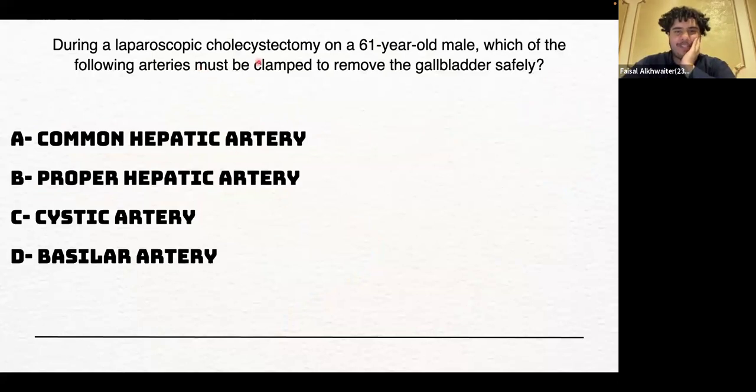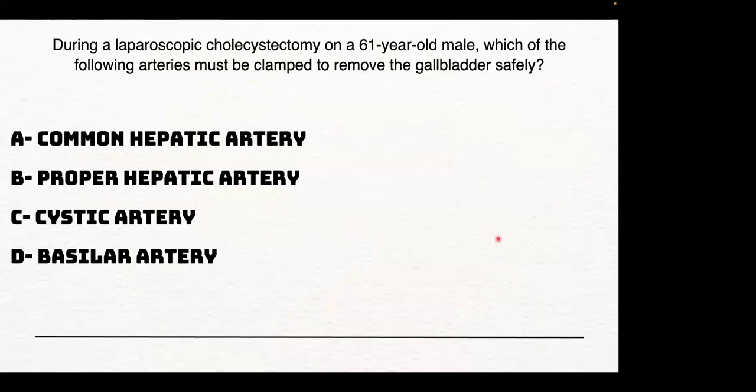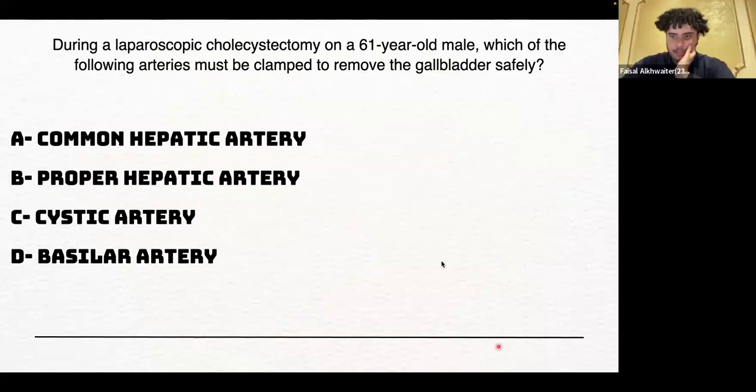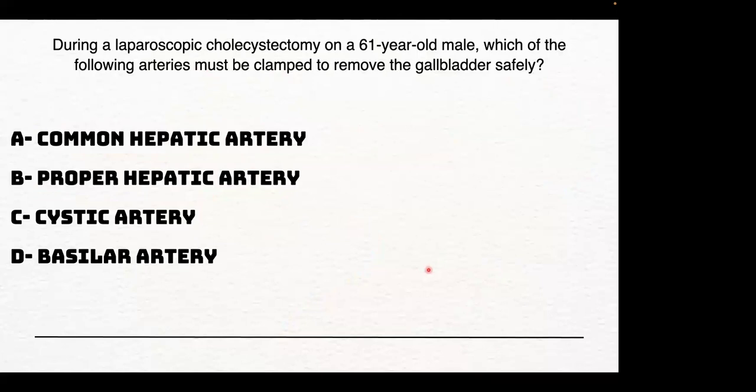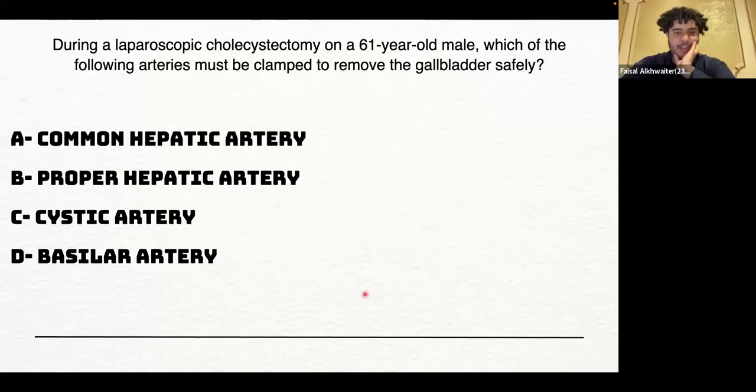During a laparoscopic cholecystectomy on a 61-year-old male, which of the following arteries must be clamped to remove the gallbladder safely? Yes, it is C. C is the cystic artery, which is a branch of the right hepatic. Yes, it is the branch of the right hepatic.